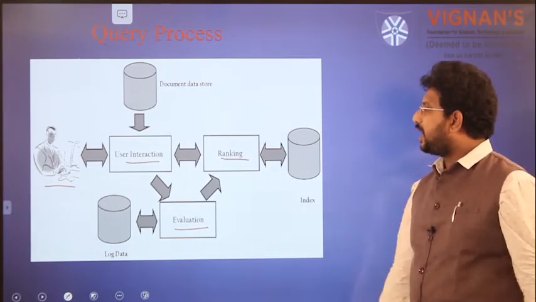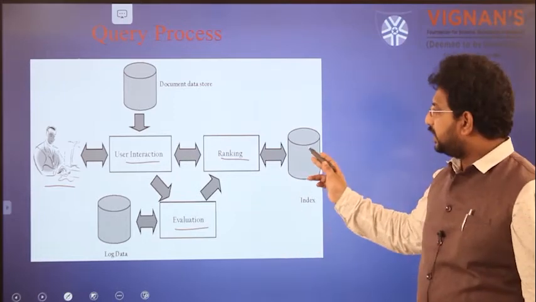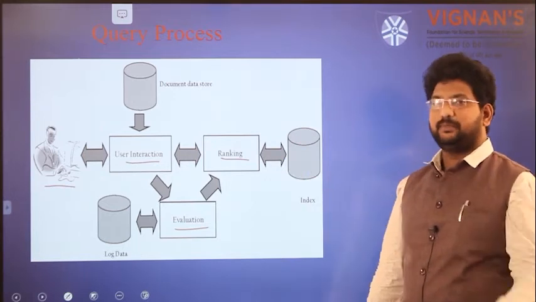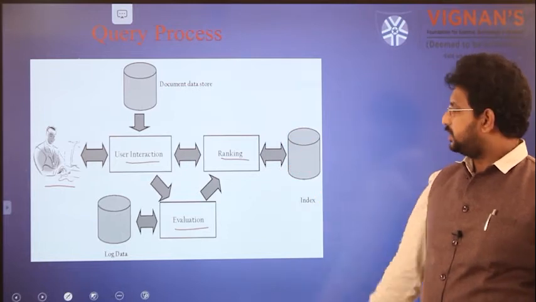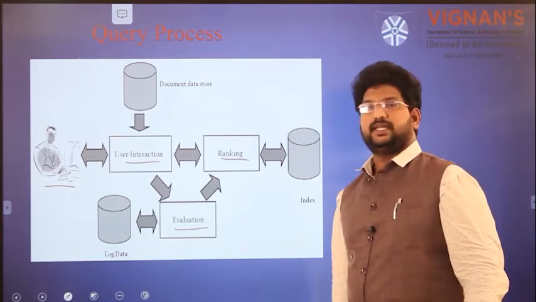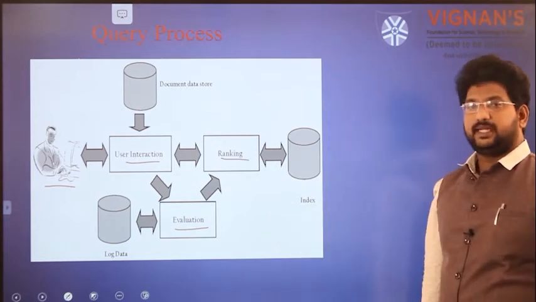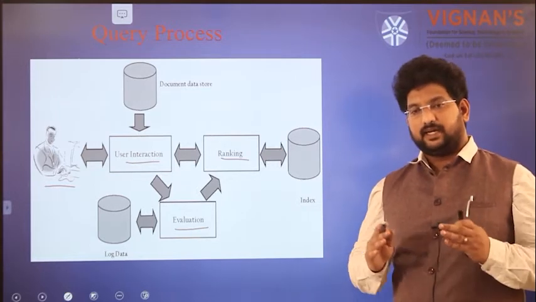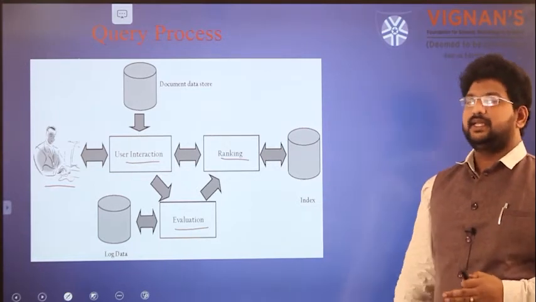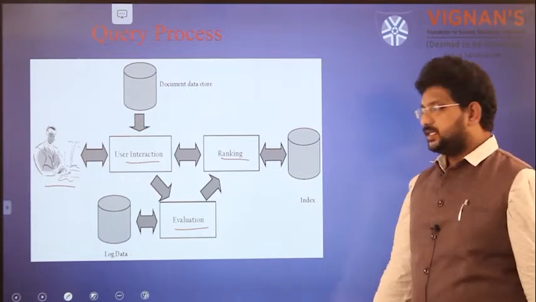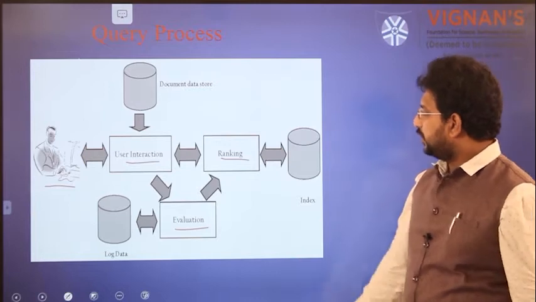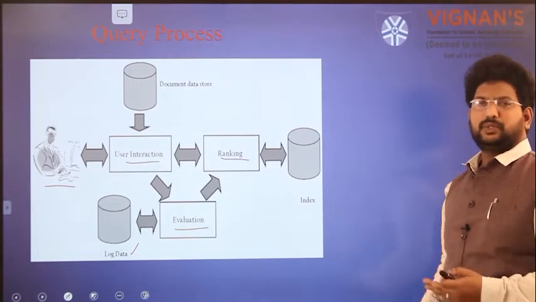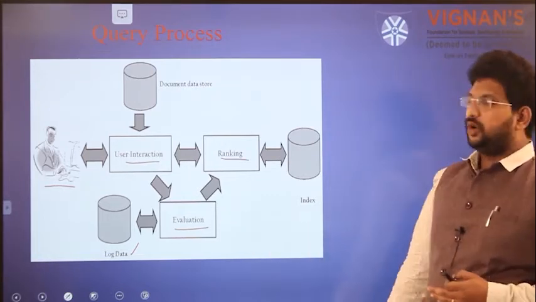One more component you have is ranking. It is one of the most important parts of the entire query processing, the core of the query process. Next, the third component is evaluation. If you want to know the performance of the search engine, one needs to monitor and measure effectiveness and efficiency metrics. Then accordingly we are able to evaluate the search engine. Then log data is about how the users are interacting and the click-through information. Different sorts of information will be maintained in the log data.